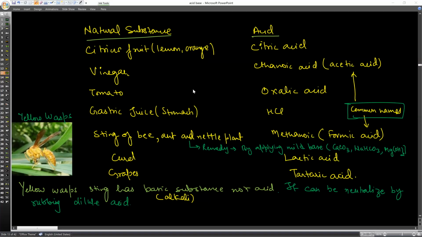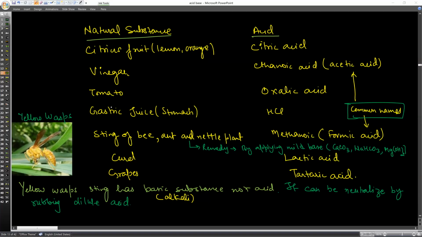So for lactic acid and grapes. What is it for grapes? For grapes it is tartaric acid. Tartaric acid.